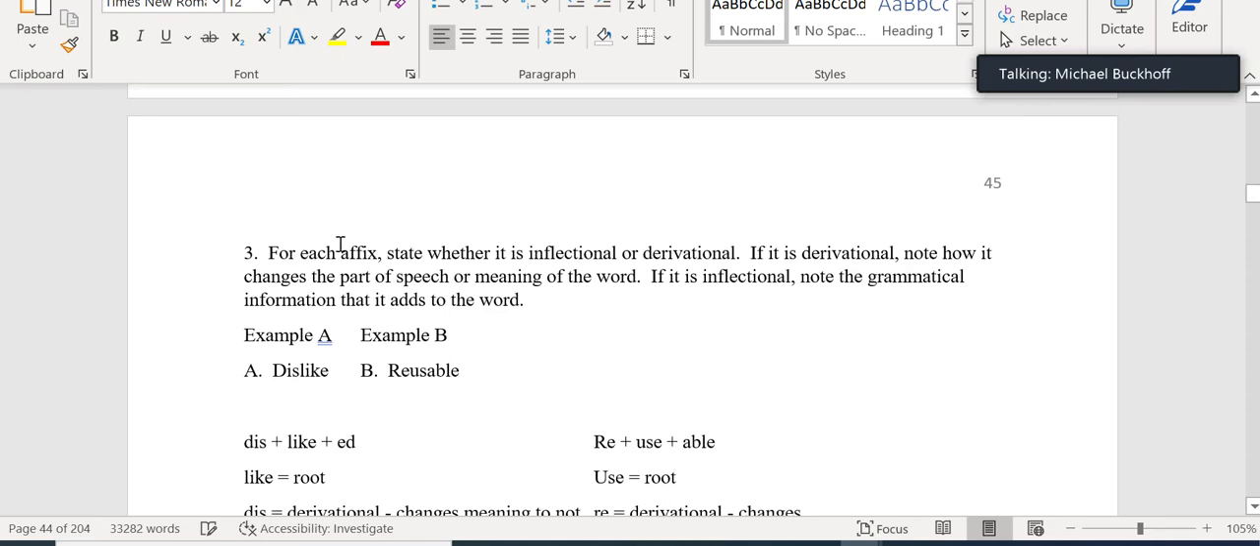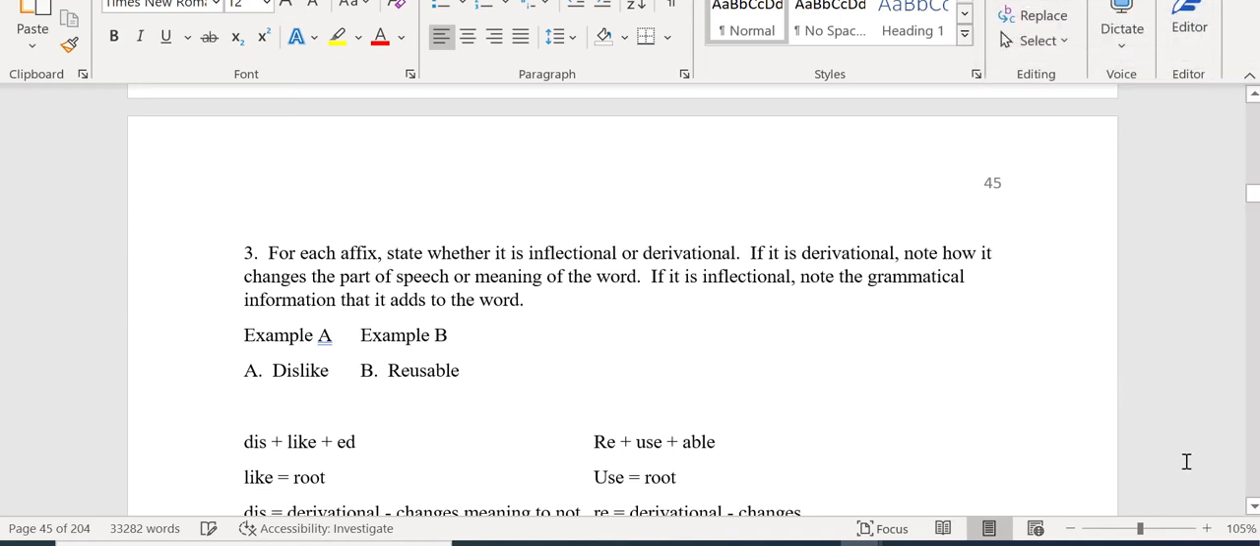And for each affix, state whether it's inflectional or derivational. If it's derivational, note how it changes a part of speech or the meaning of the word. If it's inflectional, note the grammatical information that it adds to the word.